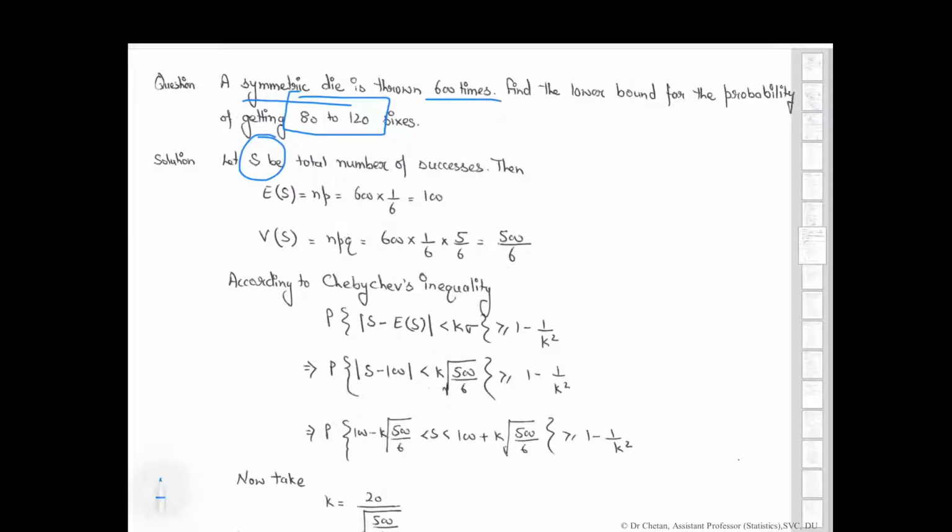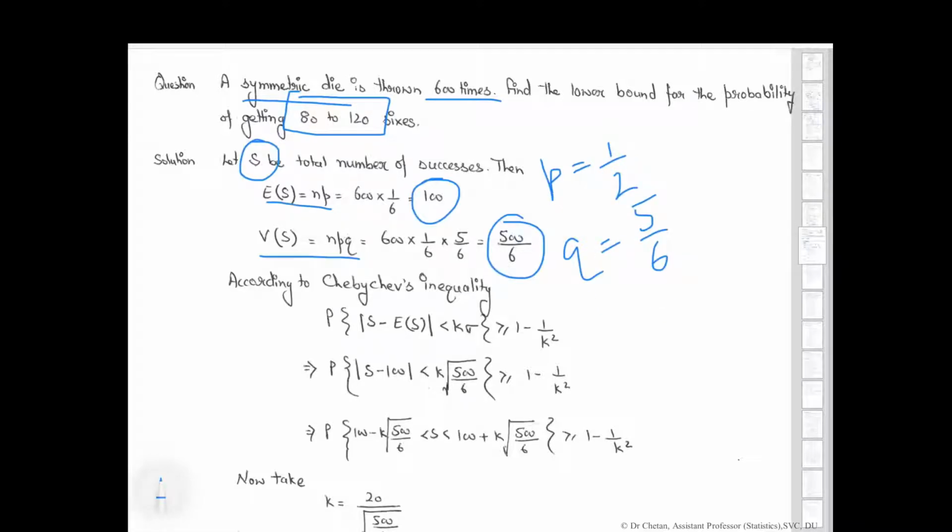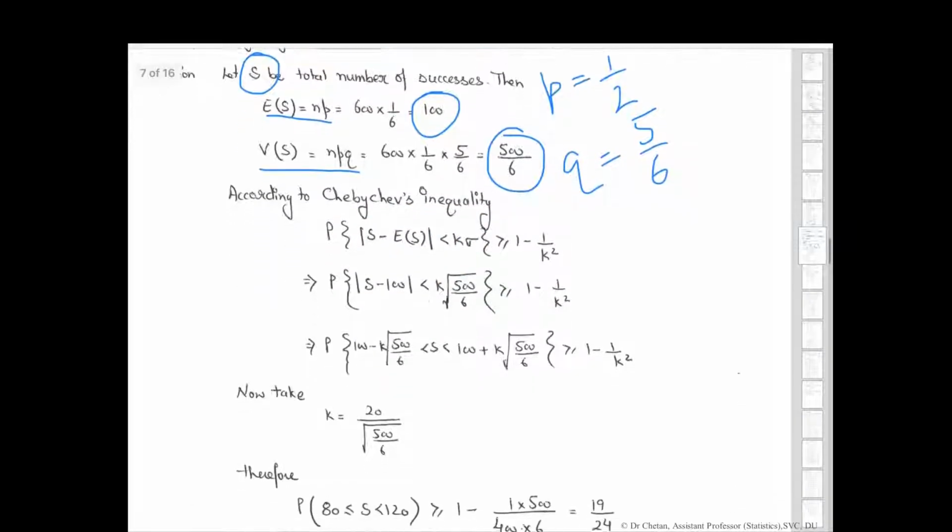Then the expected value of S is equal to np, which is equal to this quantity, and the variance of S is npq, which is equal to this quantity. As the probability of success is 1 by 6, therefore the probability of failure is 5 by 6. Now, according to the Chebychev inequality, which is given by this quantity, put the value of the expected value of S and the value of standard deviation here. We will get this equation.